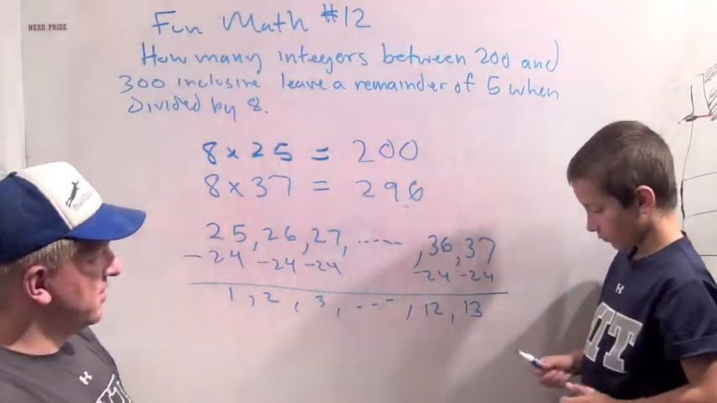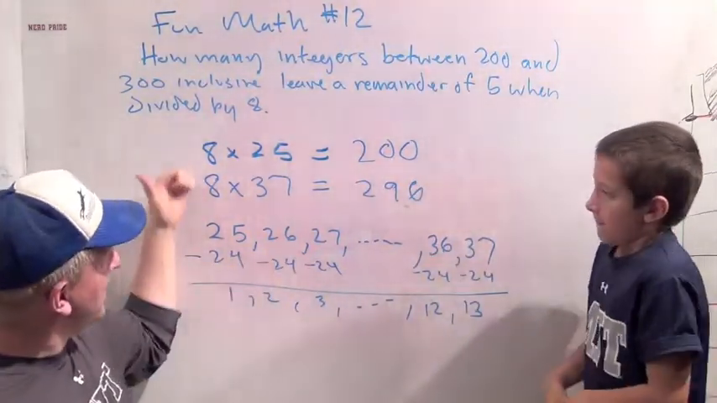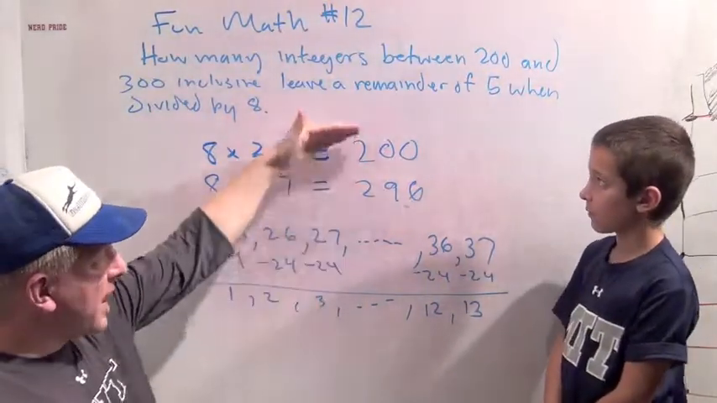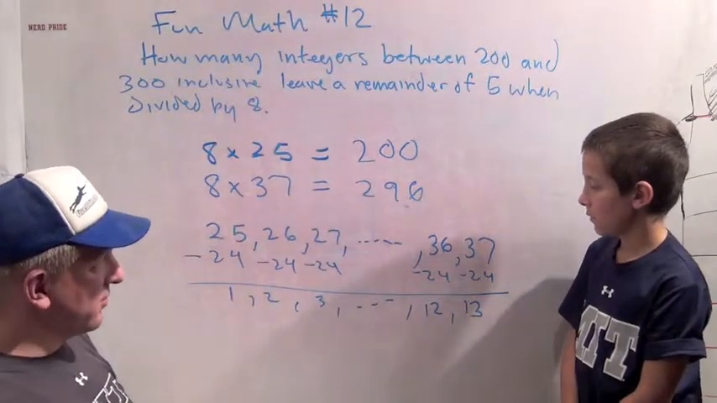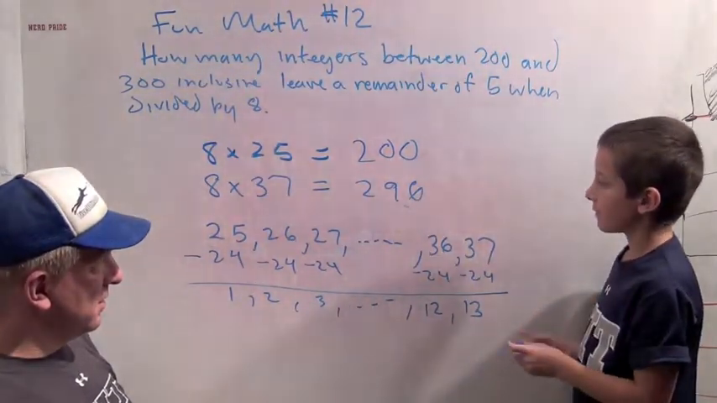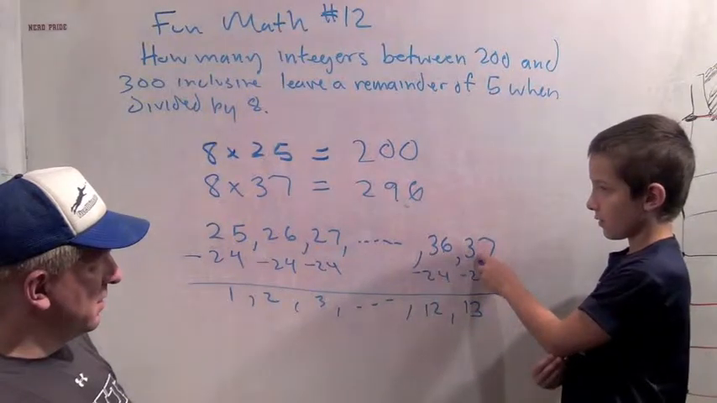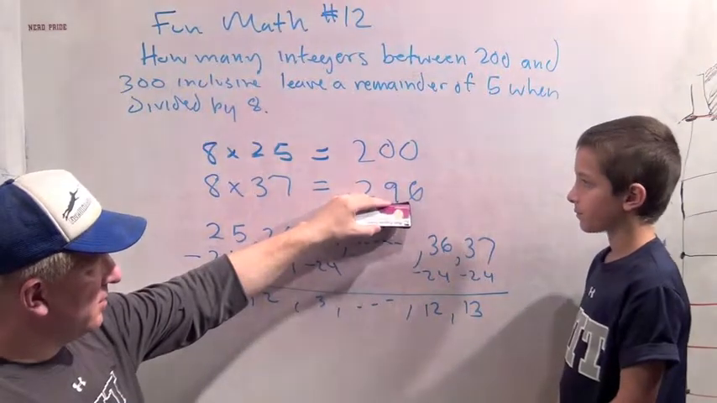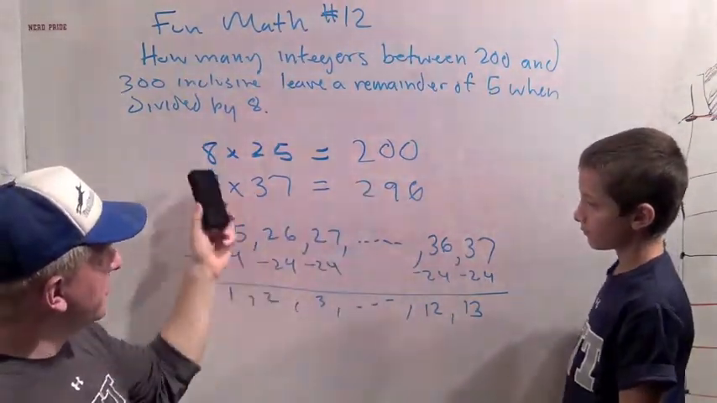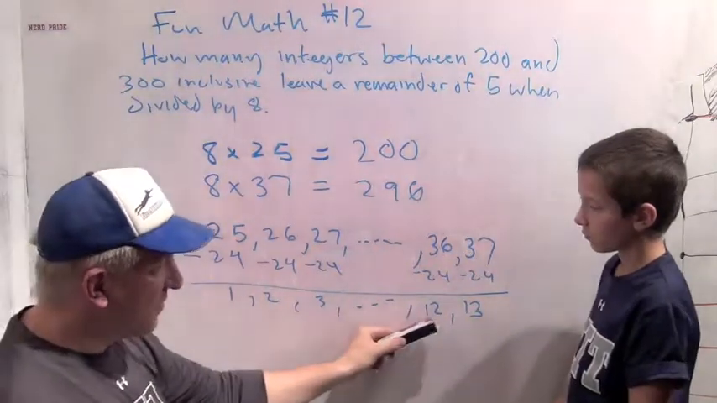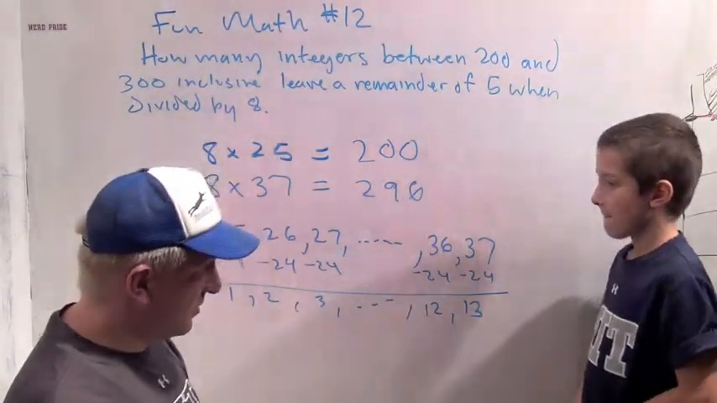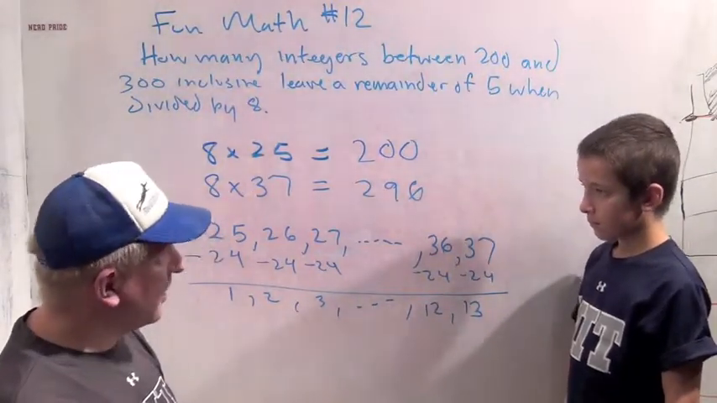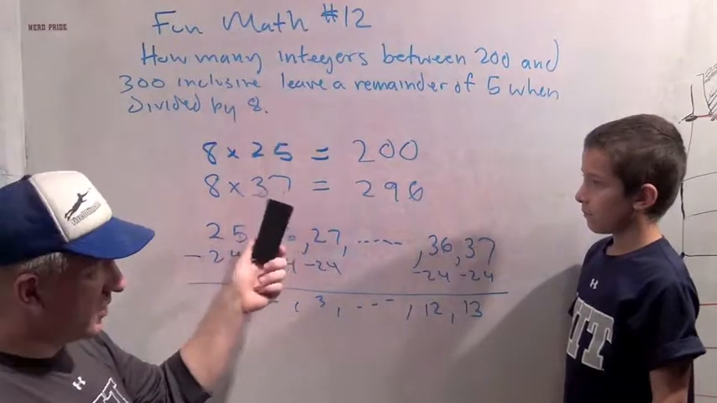Okay? But now, so we know there's 13 multiples of 8 between 200 and 300. Now when we add 5 to them, what goes wrong? The 37, the last one gets over 300. So although there are 13 multiples of 8, only 12 of them can we add 5 to. Yep. Okay. So that would be one other way to do this problem. That's probably the quickest way to do the problem.